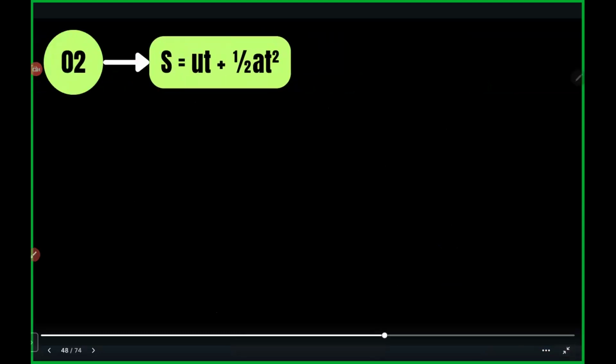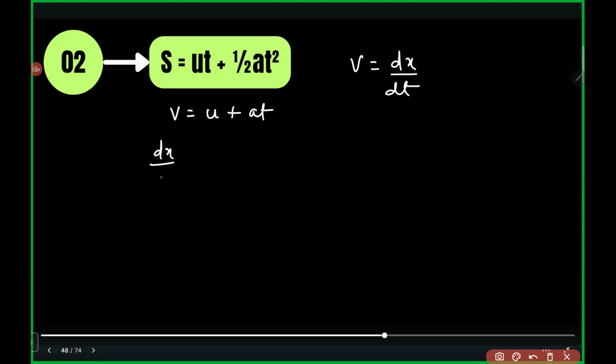Okay, now we are going to discuss the second equation of motion. So we already figured out v is equal to u plus at, right? And v is the velocity at any time t, so I can say velocity is nothing but dx by dt. Now I am going to write dx by dt in place of v, so I will write here dx by dt is equal to u plus at.